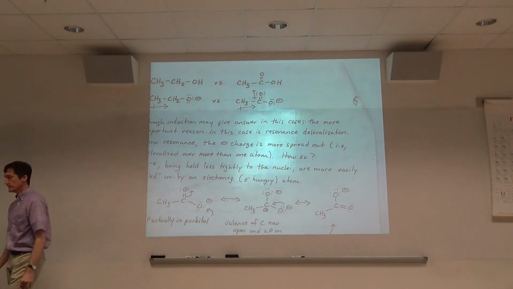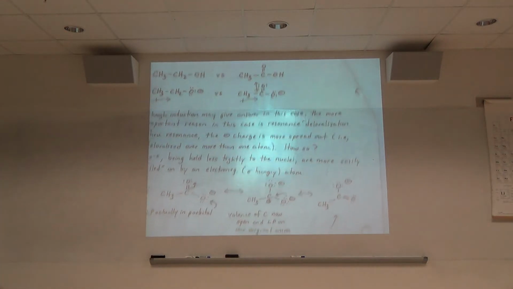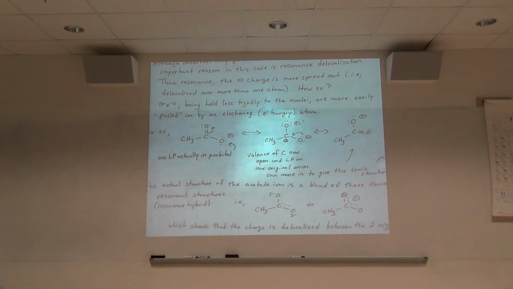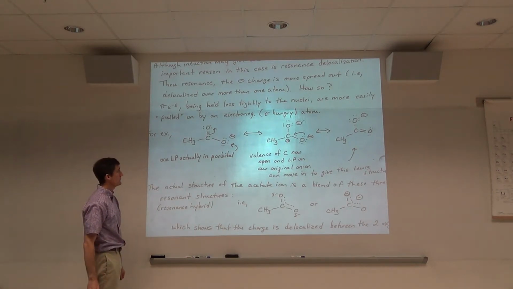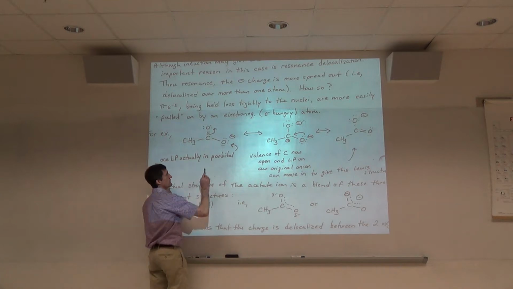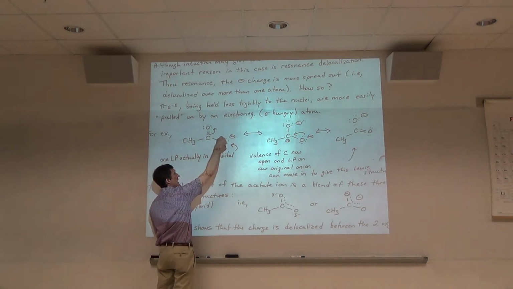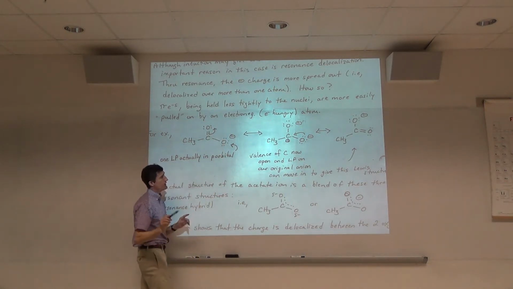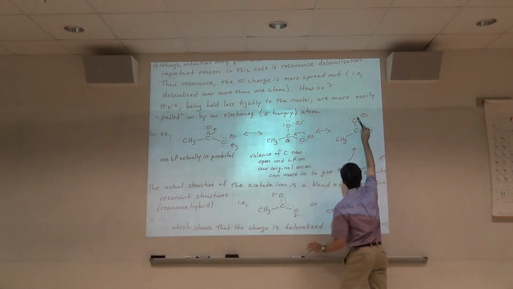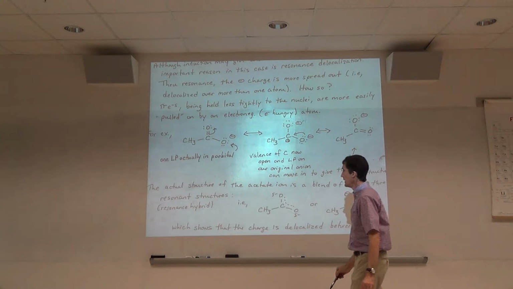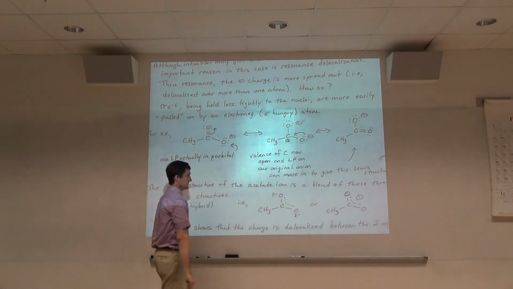What's the true structure of this anion? The true structure is a blend of all of this. Basically, this is a question: is this minus just sitting right on that oxygen? No, it's really spread out all the way through here, and it's spread onto the other oxygen. We show that right here.